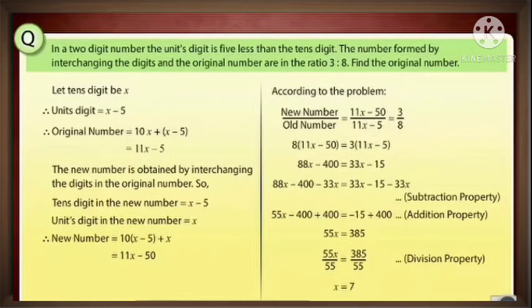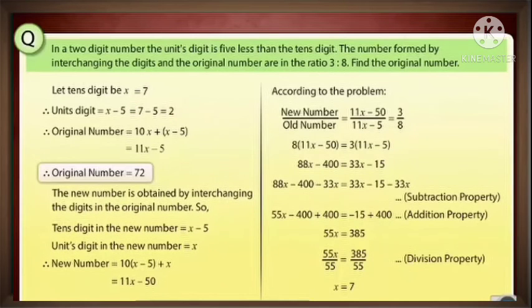On solving for x, we get 7. Since the units digit is 5 less than 7, we get 2 as the units digit. Hence the answer is 72.